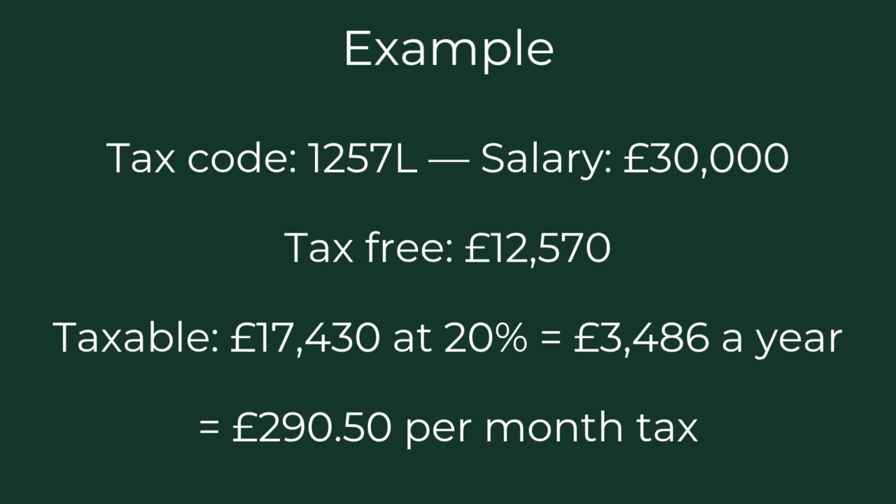Here is a real example. Someone on tax code 1257L earning £30,000 a year. Their tax-free amount is £12,570. Their taxable income is £17,430. At 20%, that is £3,486 a year, or £290.50 a month deducted automatically from their pay. Their employer calculates every penny of this, using just that 4-character tax code.